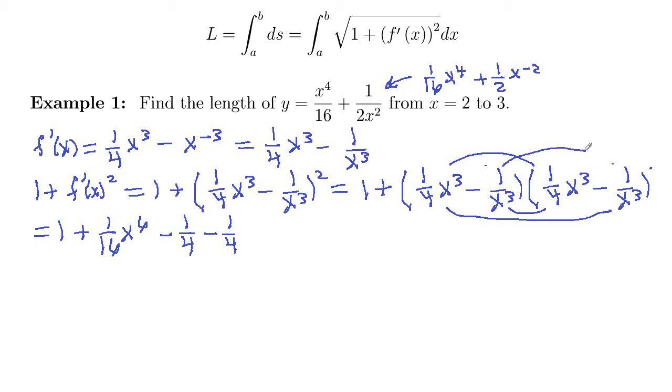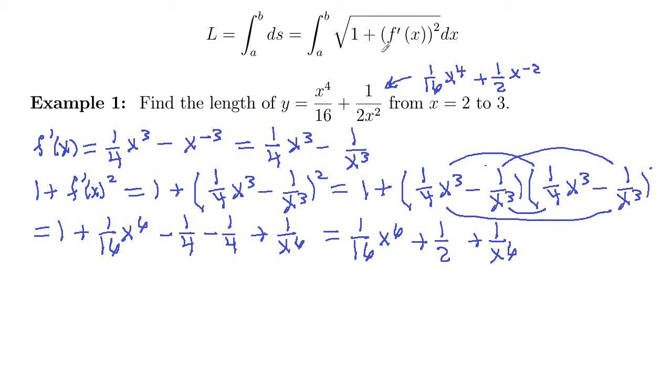And then last terms here, negative times negative, positive. 1 over x to the 6th, right? Multiply numerators, multiply denominators, add exponents. And then positive 1, and then this is a negative 2/4 or negative 1/2. So 1 minus 1/2 will be 1/2. So we've actually got 1/16 x to the 6th, and then plus 1/2, and then plus 1 over x to the 6th. And then we're going to put that inside a square root.